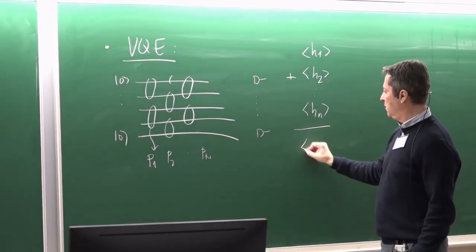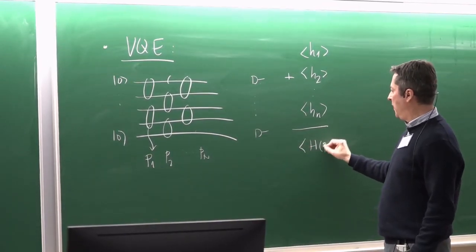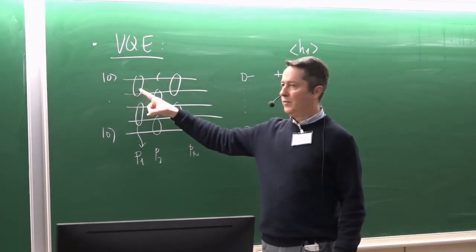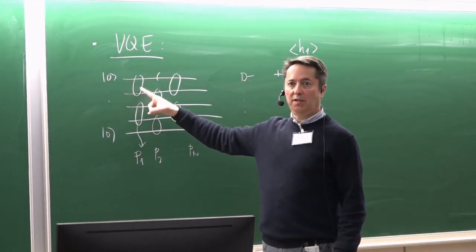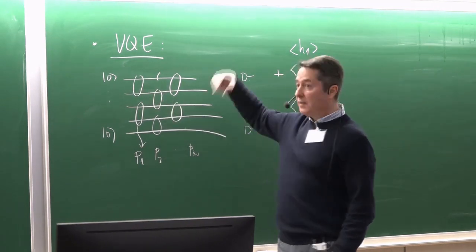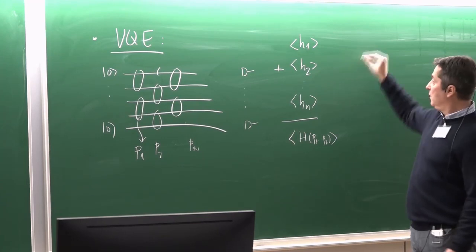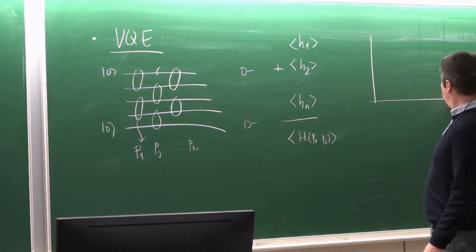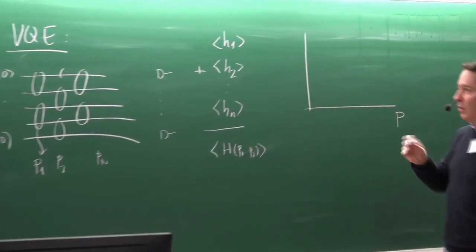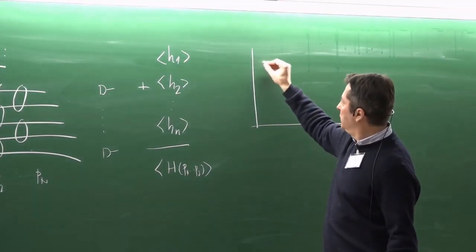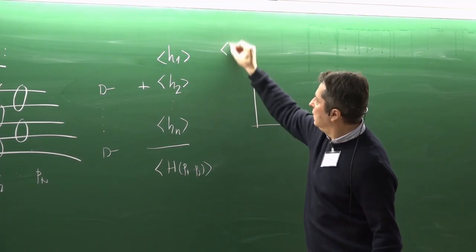So this would be the expectation value of H that now depends on the parameters P1, P2 that you chose for your gates. If you now change the parameters and repeat it again, then the energy will change. So you start with certain parameters. Let me write here a P for all possible parameters.